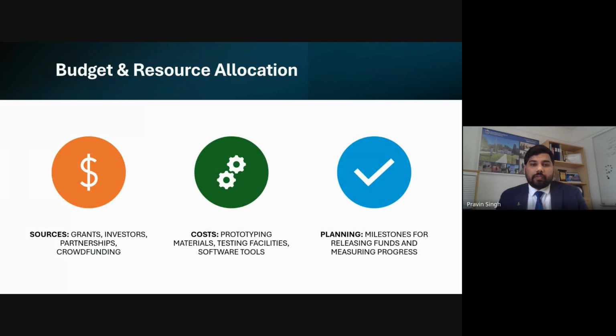Then the budget and resource allocation. Healthcare innovation requires funding and smart resource allocation. The sources are grants, investors, partnerships, and crowdfunding, where we can obtain funding. The key costs are prototyping material, testing, and software tools. Then planning, like milestones for fund release and progress tracking. For example, a startup developing AI-assisted radiology tools secures funding from venture capital firms. So this is a very important part of any innovation: budget and resource allocation.